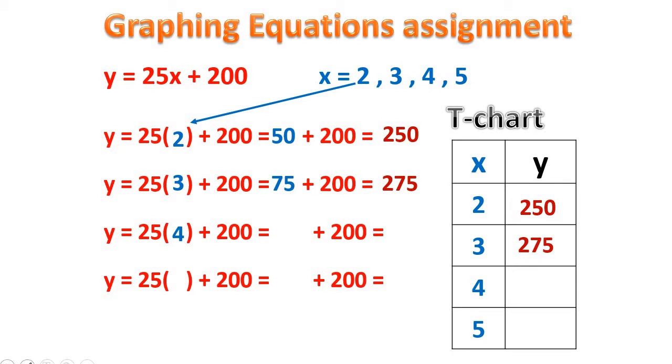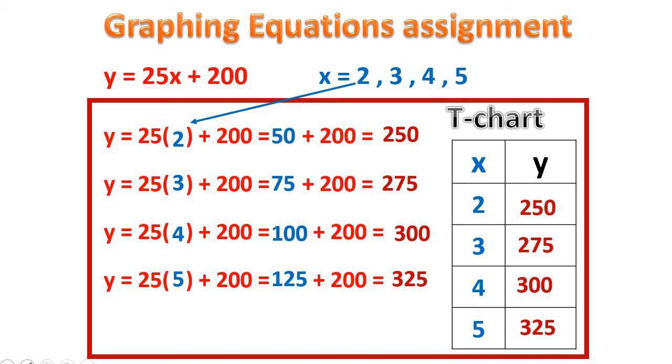I'm going to do the same thing with 4. Plug it in. 4 times 25 is 100. 100 plus 200 is 300. And again, I'm going to take that number and plug it in to my t-chart. And my last number, put 5 in. 25 times 5 is 125. I get 325 for that answer. And again, I am now putting that into my t-chart. So I have my list of ordered pairs in my t-chart. This is the work that you need to show for each one of the problems. All of this work for finding those values and creating your t-chart for your ordered pairs.